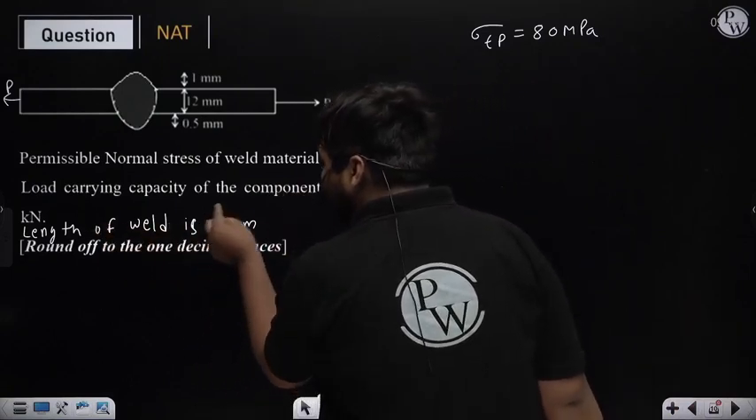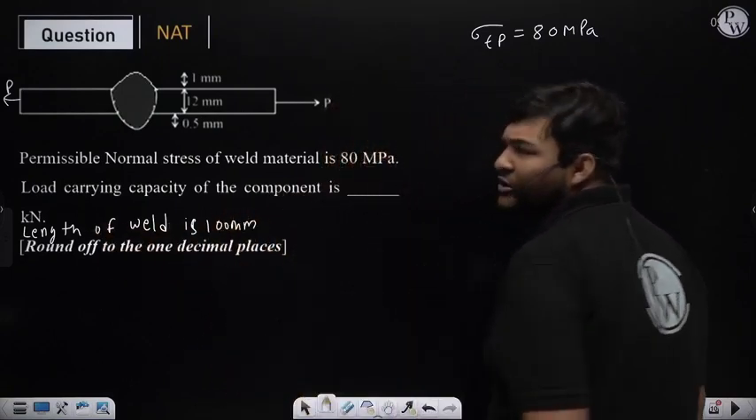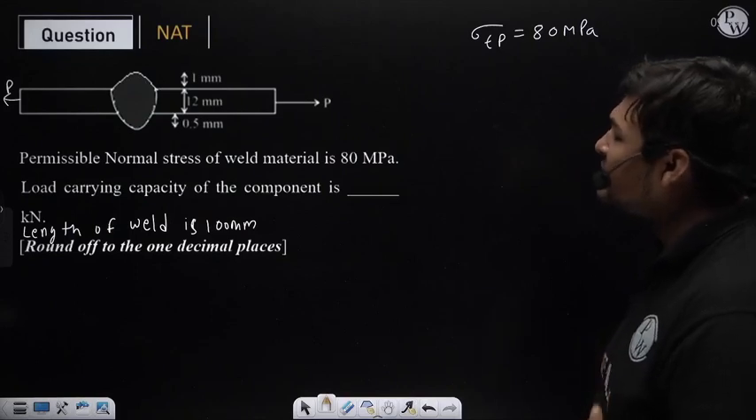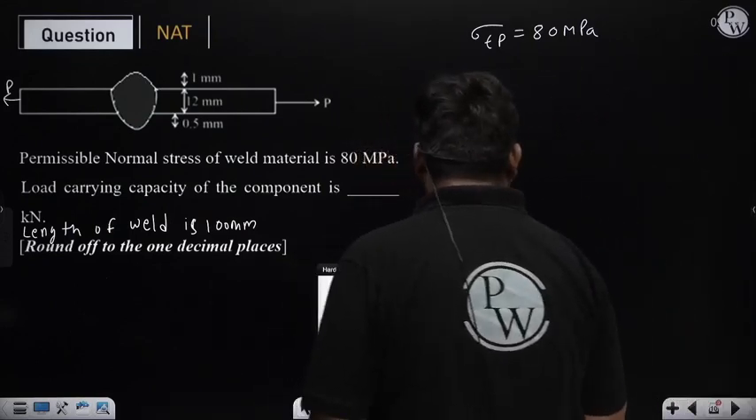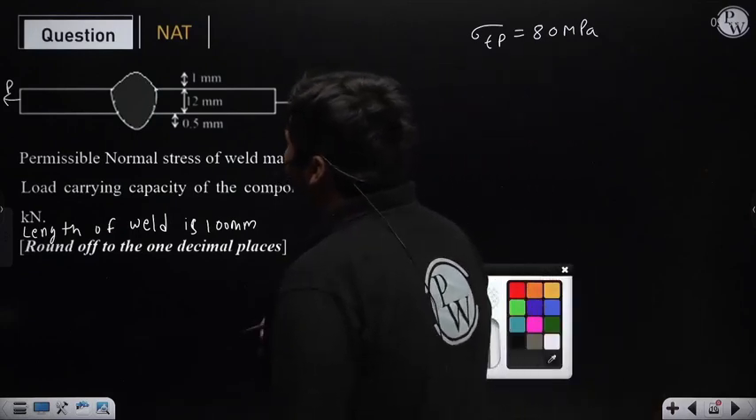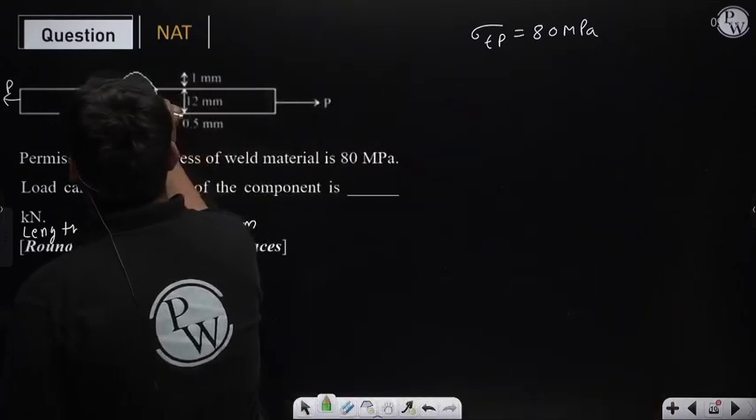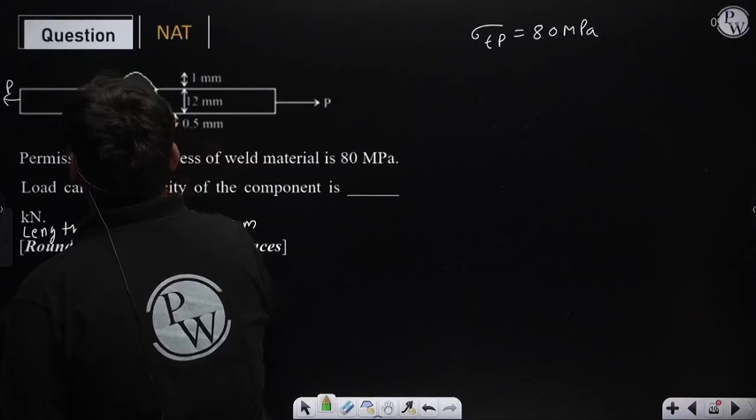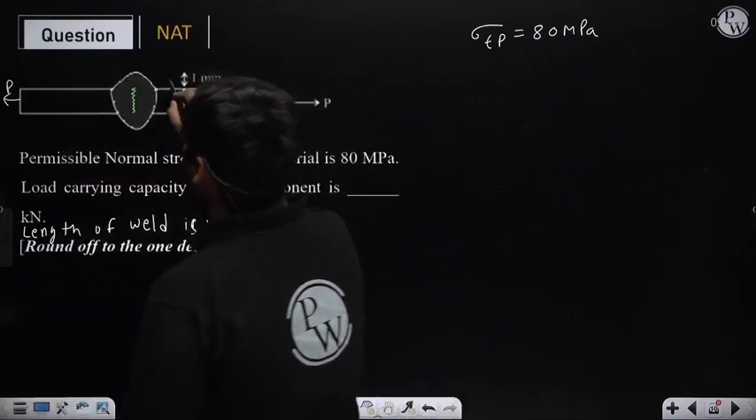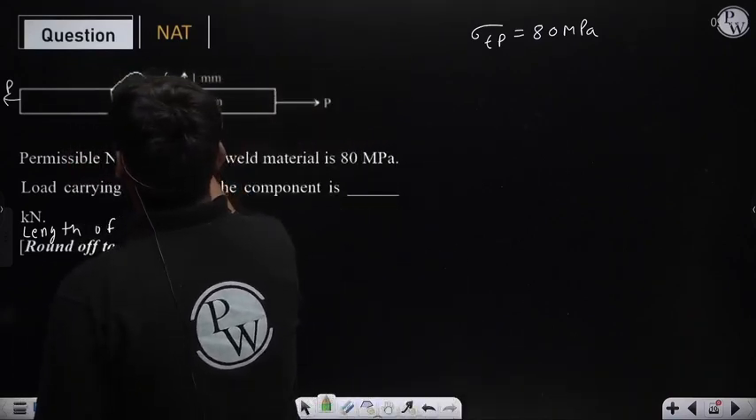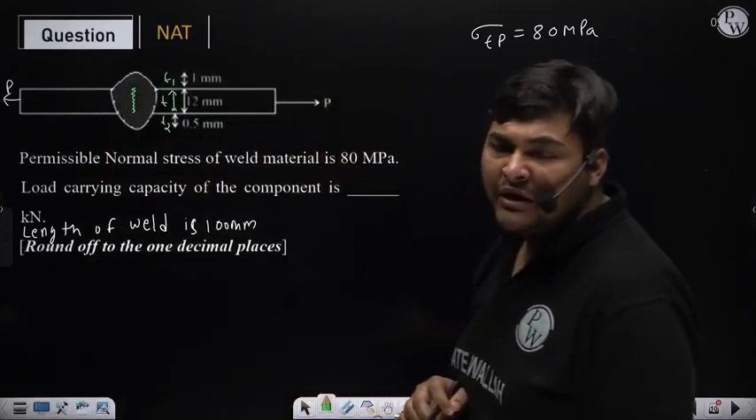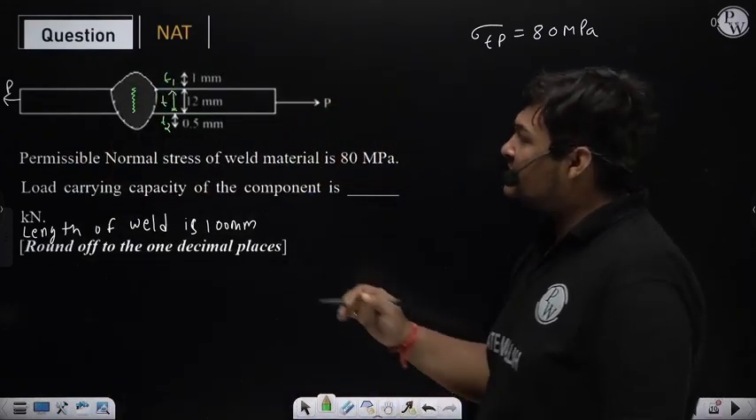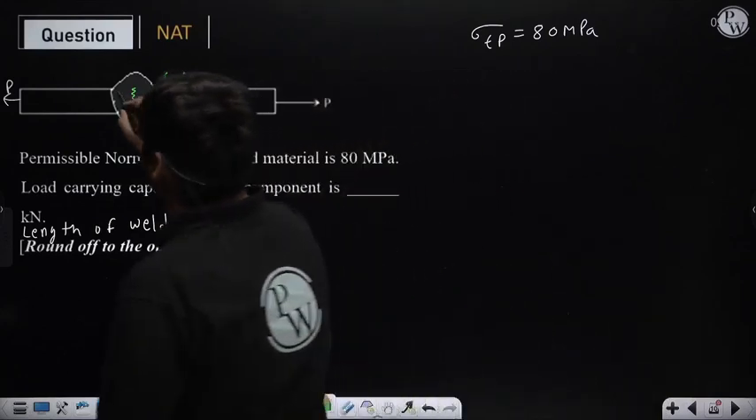Length of the weld is given. It is 100 mm. It was missed because it was a typing error. So length of the weld is also given, 100 mm. Now first we will calculate stress in this butt weld. I already explained the effective thickness which you will consider will be this thickness. Suppose this thickness is T1, this thickness is T, and this thickness is T2. So the effective thickness of this butt weld which we will consider during analysis is this thickness. We'll neglect this part.